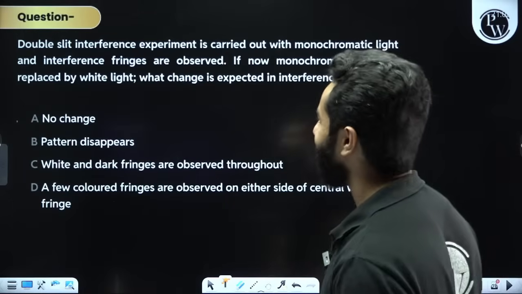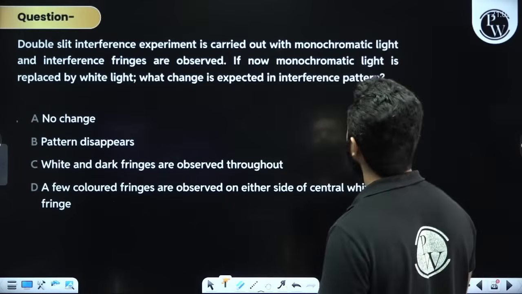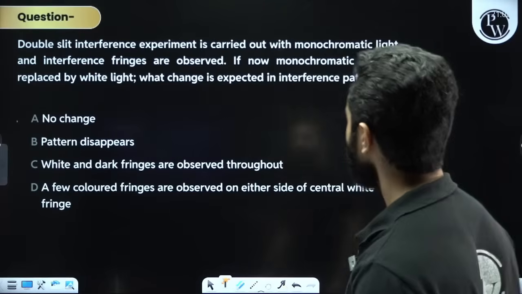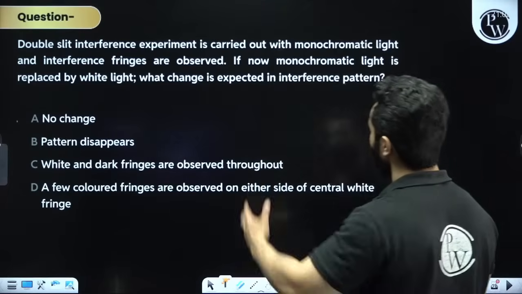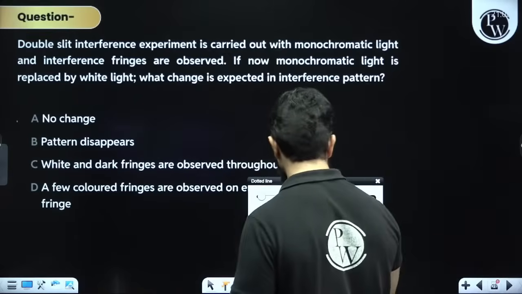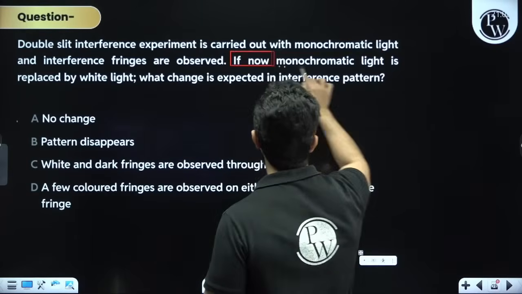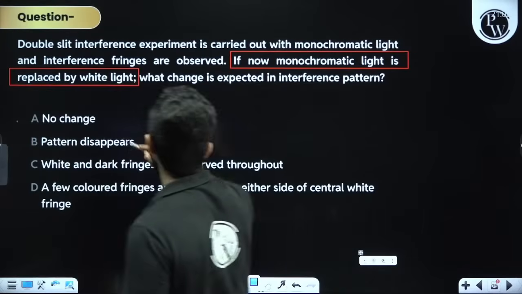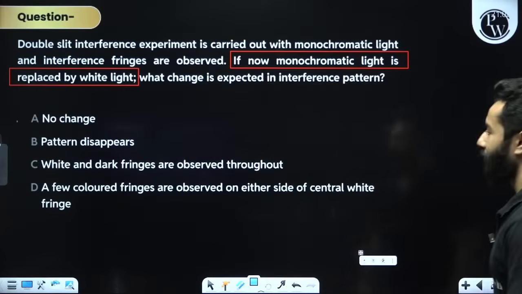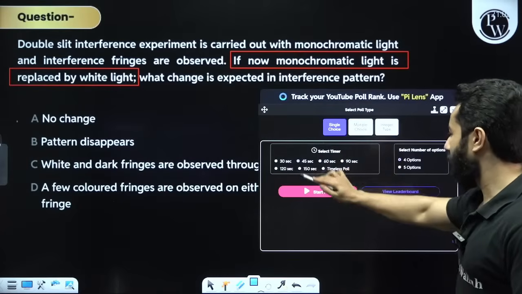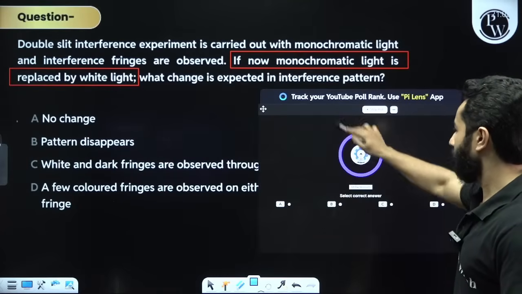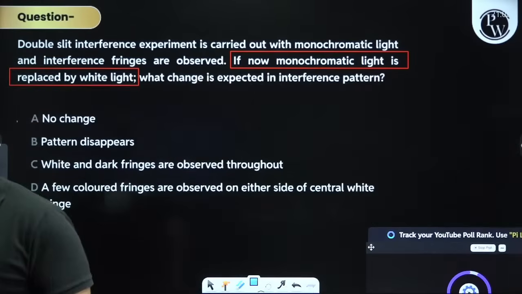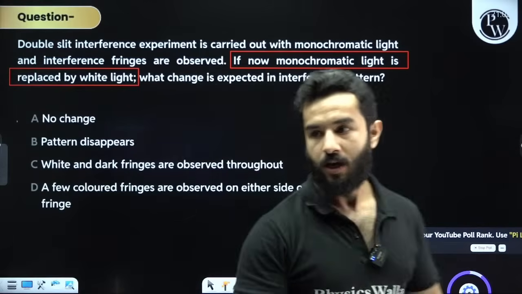A double slit interference experiment is carried out with monochromatic light and interference fringes are observed. If now monochromatic light is replaced by white light, what change is expected in interference pattern? 45 seconds, your time starts now. Be quick.